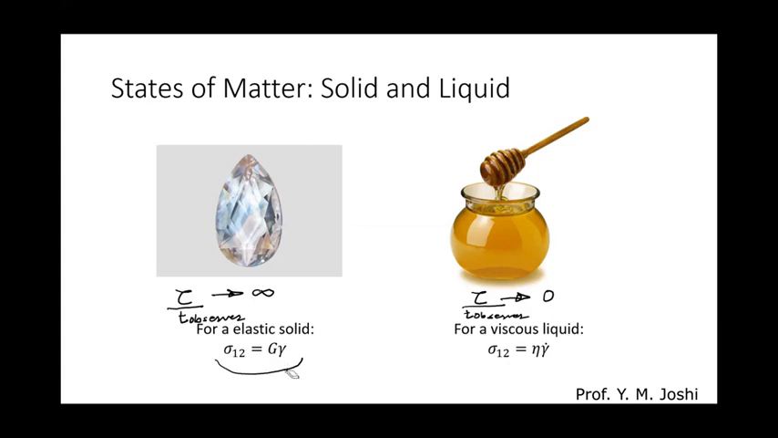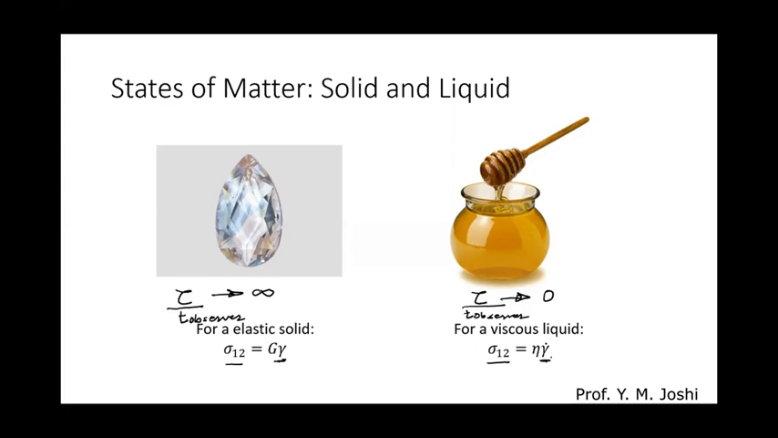All right. And what is the response of a viscous liquid vis-a-vis an elastic solid? When you have an elastic solid, we know that stress is proportional to strain in a linear fashion. In the case of a viscous liquid, stress is proportional to rate of strain. All right. So these are the two extremes that we have.